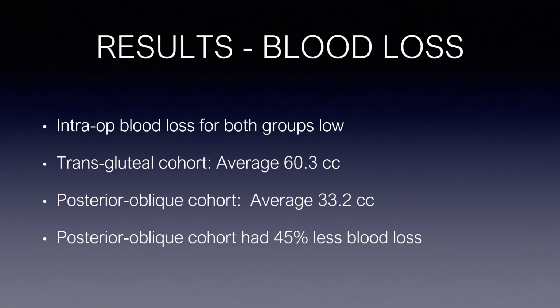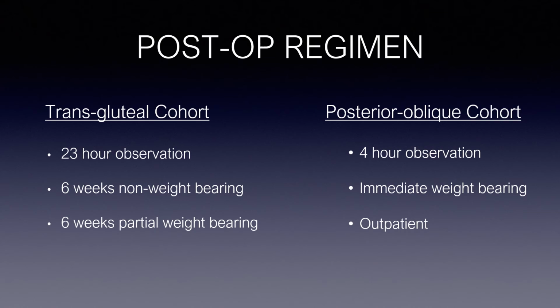Blood loss in cohort A was about 60 cc, cohort B about 33 cc, and the posterior oblique cohort had 45% loss. What about the post-op regimen? In cohort A, the transgluteal approach, we kept the patient in the hospital for 23 hours, 6 weeks non-weight bearing, and 6 weeks partial weight bearing.